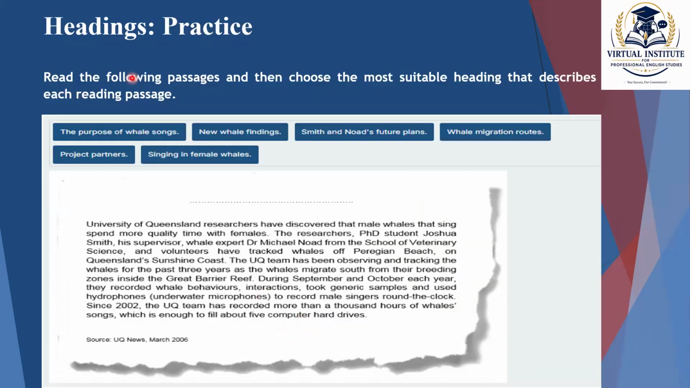Now, it's a practice session. So read the following passage and then choose the most suitable heading that describes each reading passage, right? So this is the passage. Now you have 1 minute to read this passage and then choose the best title or heading for this passage, okay? So your time starts now. You can take your time, okay? Read it and then tell me which of the options among these headings would relate to this passage, right? So go ahead. You have 1 minute.